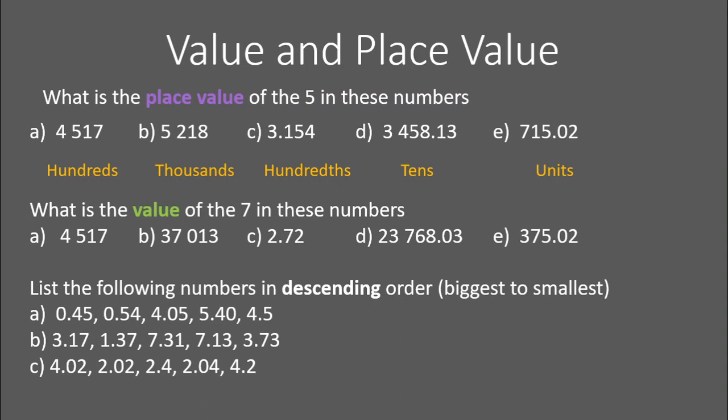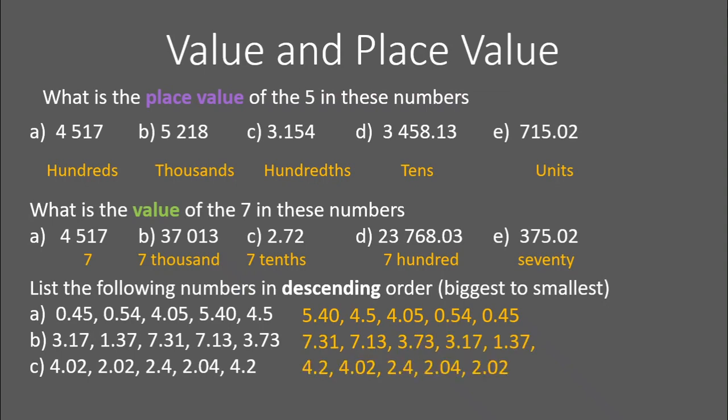Next, let's have a look at the value of the 7. For each of these questions, the value of the 7 is in the units position, that's 7. In the thousands position, that's 7,000. In the tenths position, that's 7 tenths. In the hundredths, that's 700. And in the tens position, you could write 7 tens, but I'd much rather write 70. And finally, listing the values in descending order, that's from biggest to smallest, for A, for B, and for C.